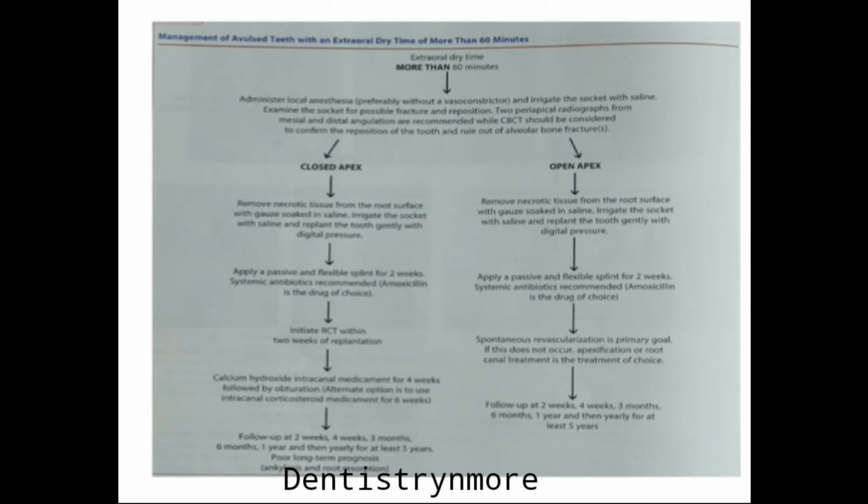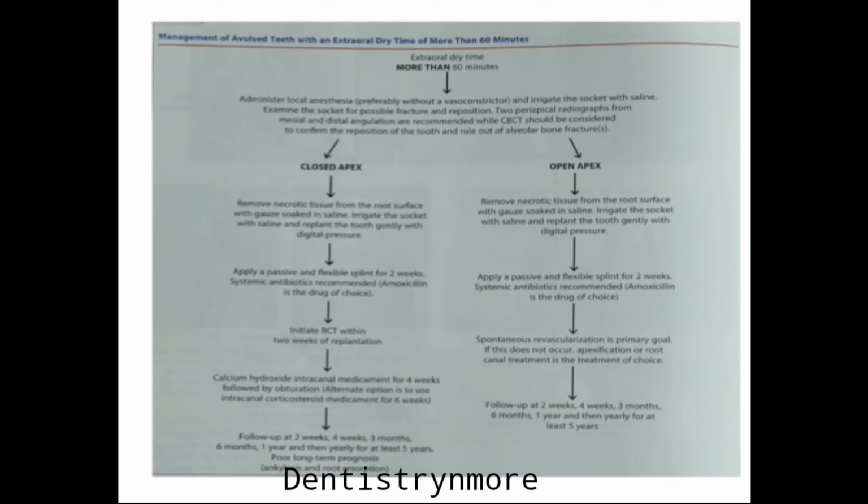Now in case of more than 60 minutes, all these steps are somewhat the same: administer local anesthesia. After that, irrigate the socket with saline. Examine the socket for any possible fracture or need for repositioning, and a radiograph is taken.